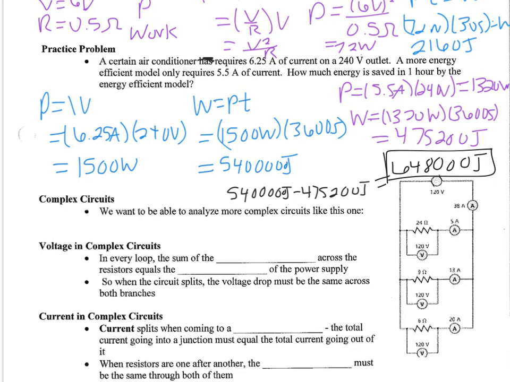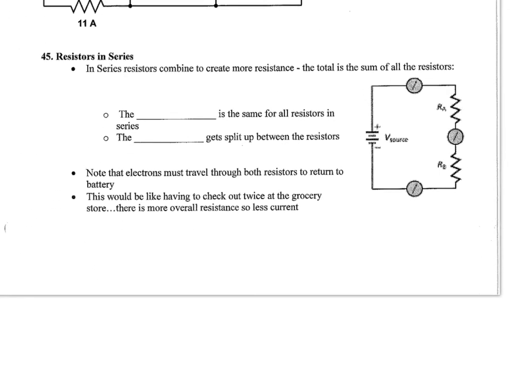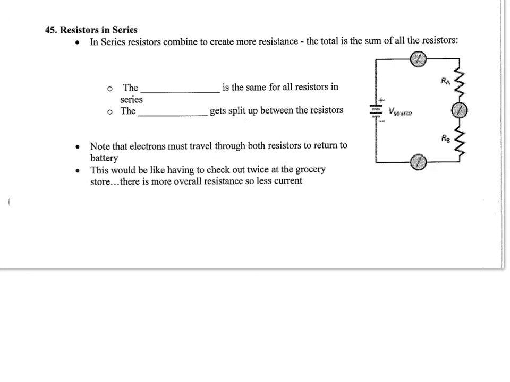We're going to skip where it says complex circuits, and we're going to go over to where it says resistors in series. So we're going to cover resistors in series, resistors in parallel, and then that'll be basic circuits, and then we'll look at the more complex. So I apologize that this is out of order. We're going to skip complex circuits for right now. Skipping all this, and we're starting with resistors in series.